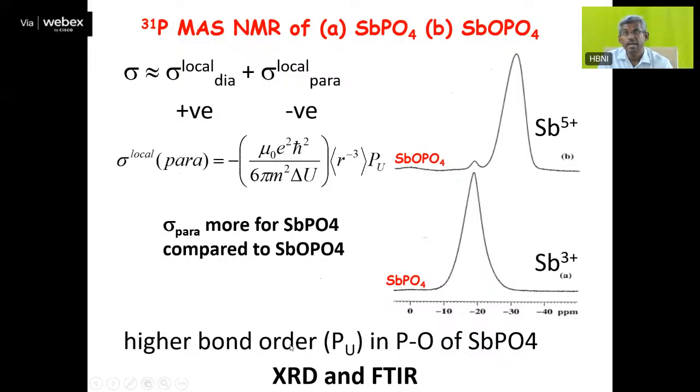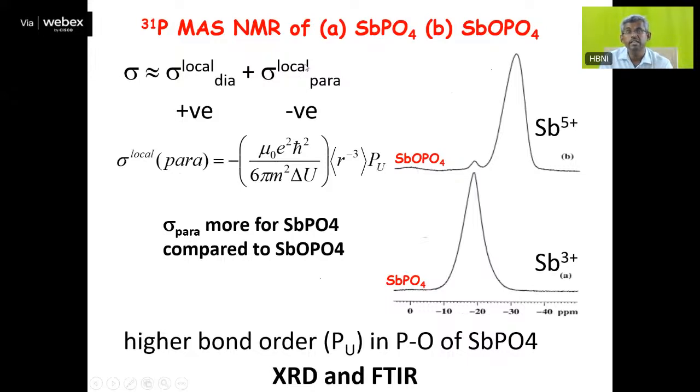So the bond order of P-O is higher in SbPO4 compared to SbOPO4, because in SbOPO4 the P-O bond order is smaller. This we have also confirmed by FTIR. The moment the bond order is higher, the bond strength increases because the electron density is more. Once the bond strength increases, the P-O bond shifts to higher frequencies. Both Raman and FTIR confirm that the P-O bond strength increases as you go from SbOPO4 to SbPO4.